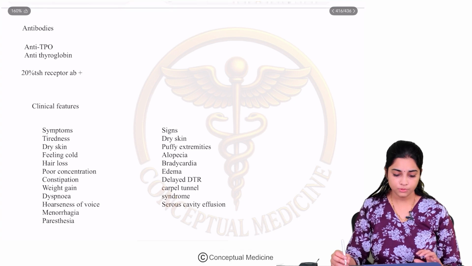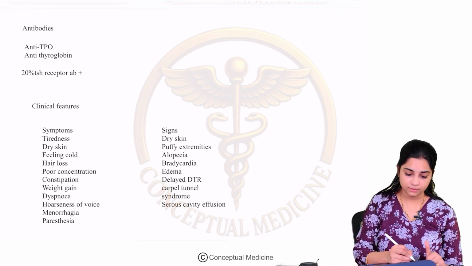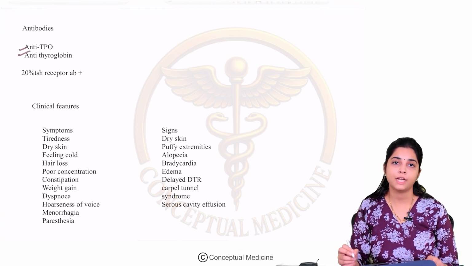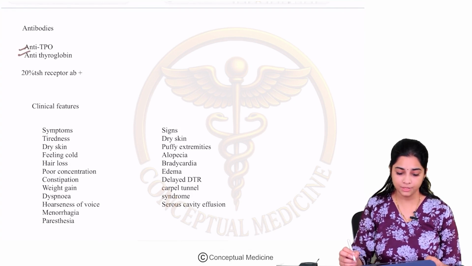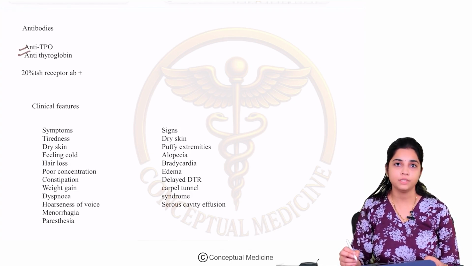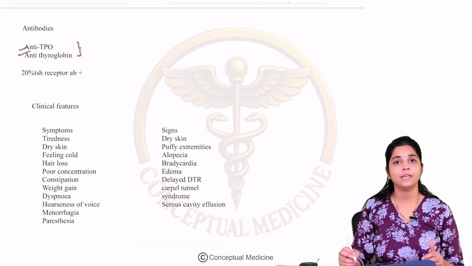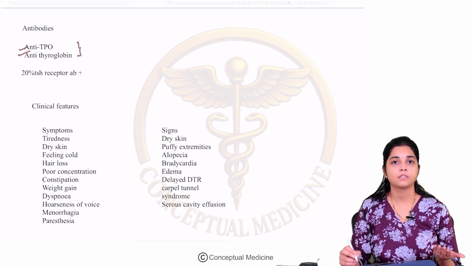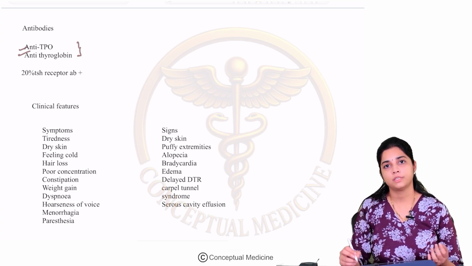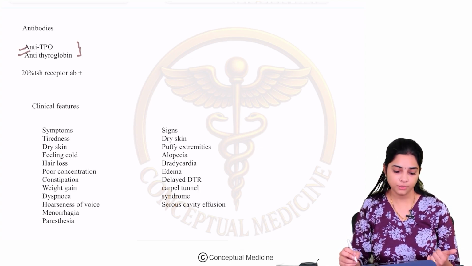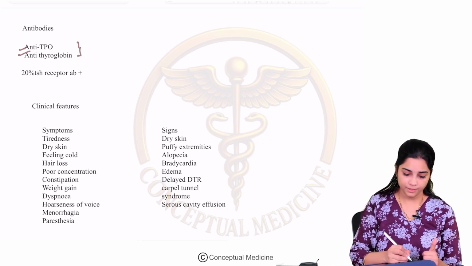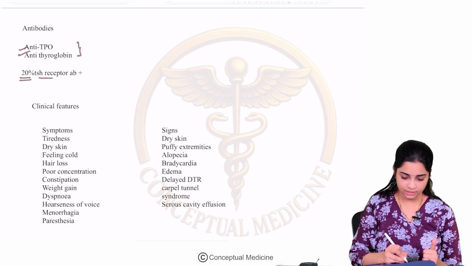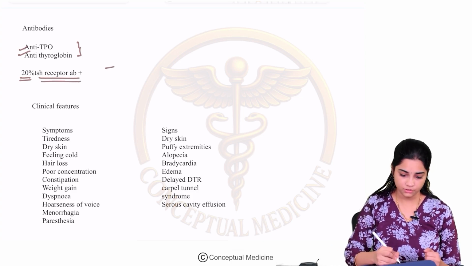Now, how do you diagnose? So the major type of antibodies that you have in Hashimoto's is your anti-TPO and anti-thyroglobulin antibodies. These are the antibodies which are basically responsible for your autoimmune destruction of the gland. The anti-TPO, the anti-thyroglobulin. 20% can also have a TSH receptor antibody, which is your TRAB.